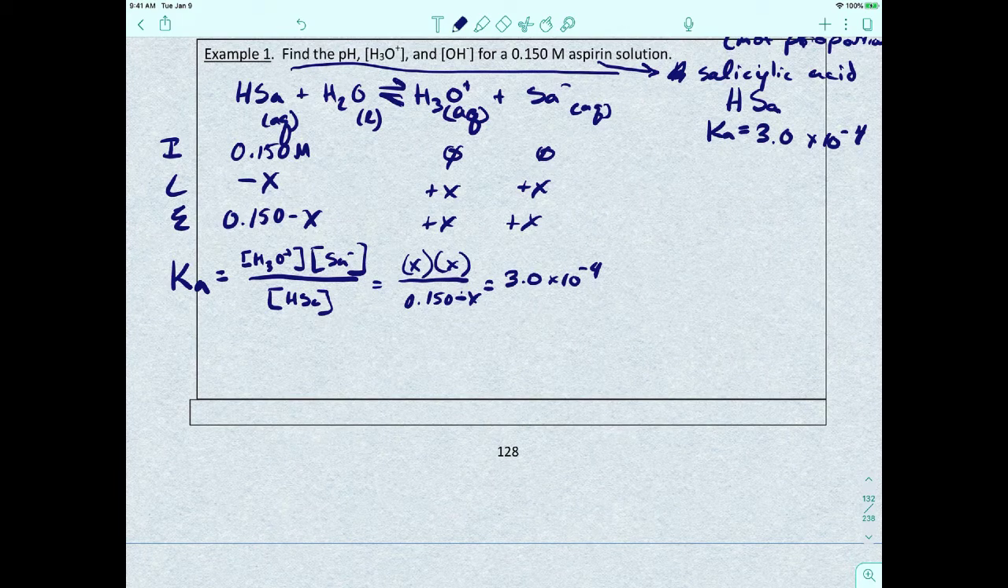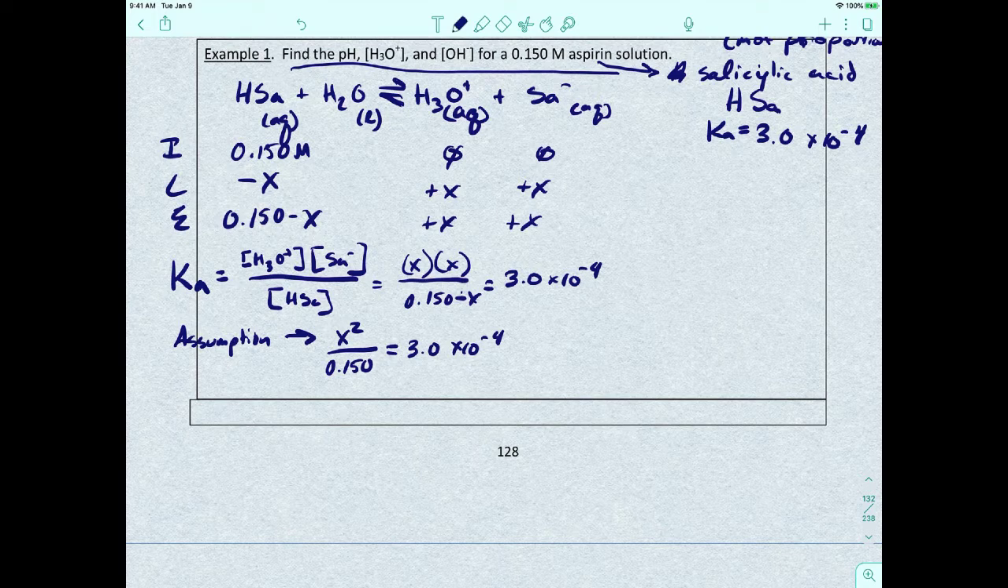If we apply the assumption here that the change in X is going to be so small that it's not going to really change our initial concentration all that much, we're going to say that X times X gives us X squared. The denominator is really 0.150. X is not going to change the denominator all that much. This is equal to 3.0 times 10 to the minus fourth.